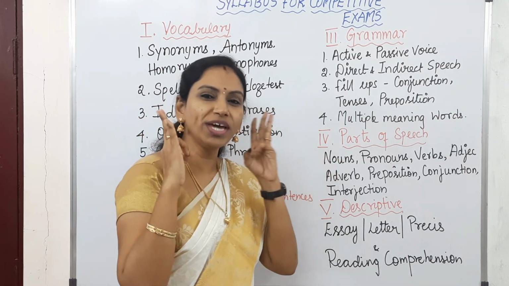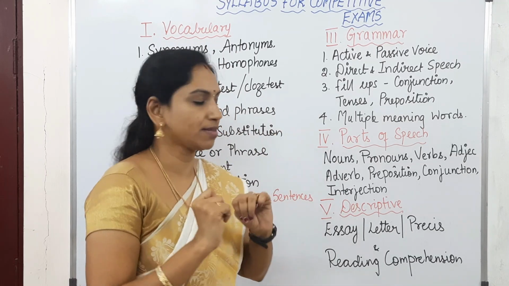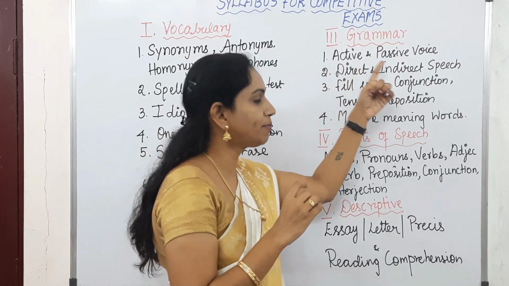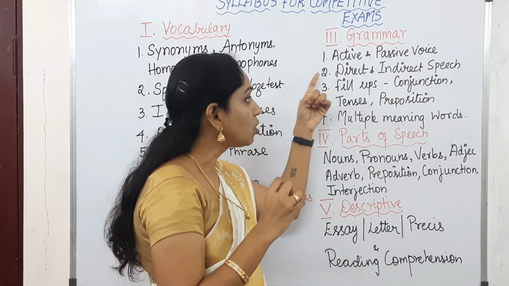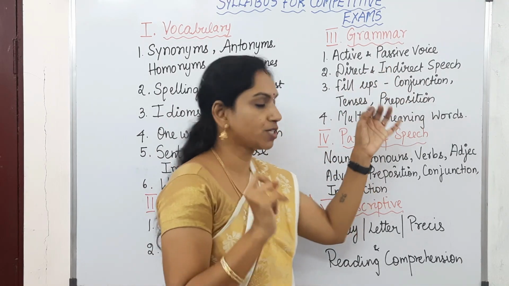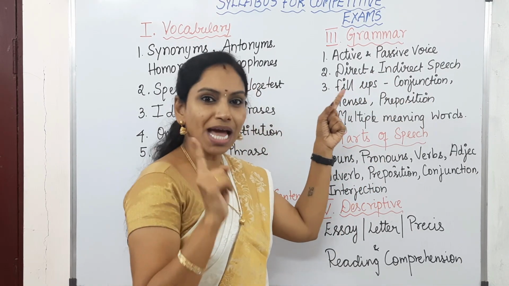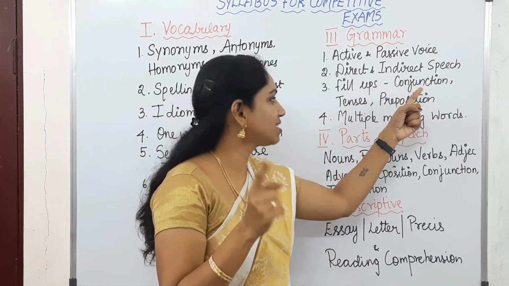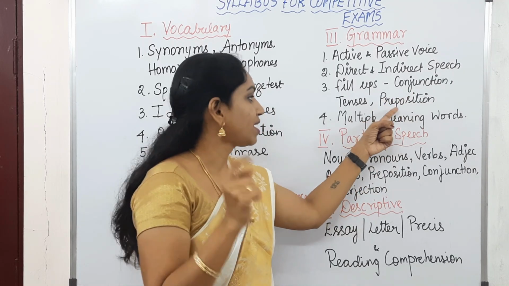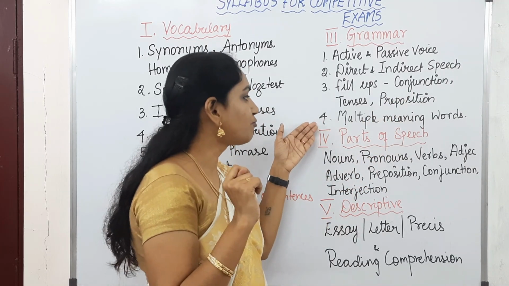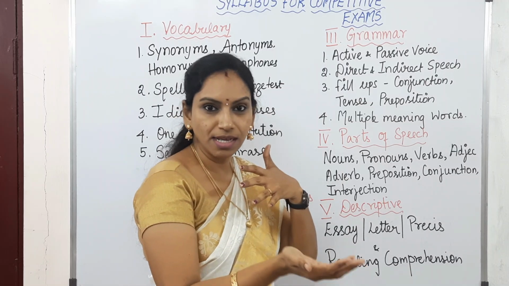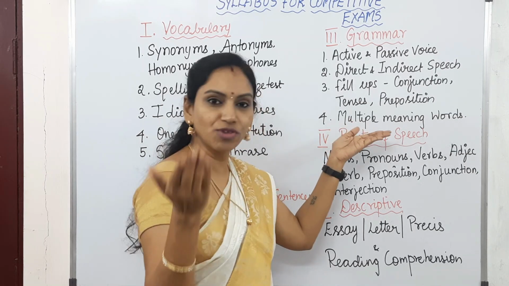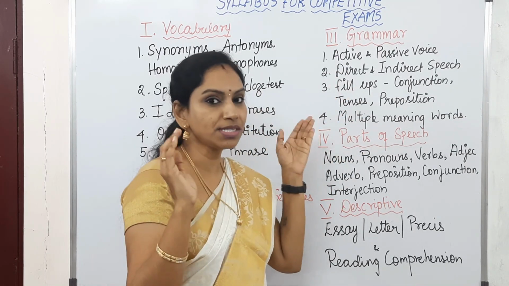Number 3 is a very important one, grammar. Under grammar, you will have active and passive voice. Number 2, direct and indirect speech. Number 3, fill in the blanks. What will they be asking you? They will be asking about conjunctions, tenses, and prepositions. Next, number 4 is multiple meaning words. A word will have 2 to 3 meanings, right? So they will ask those types of words. That is under the grammar section.